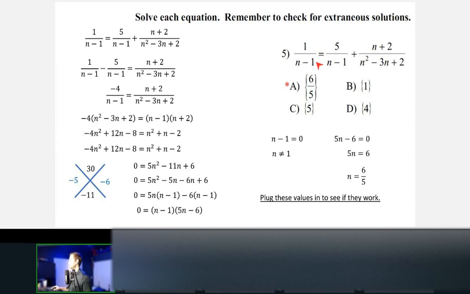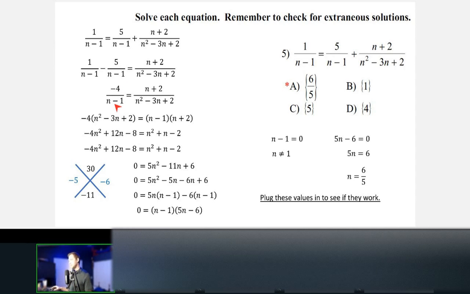All right, this one we have to solve. So I look at this equation, I notice n-1 and n-1. These are like terms that I can combine. So I want to move this to this side, which I did. I subtracted 5 over n-1 from both sides. And these are the same. So 1 minus 5 is -4 over your common denominator.